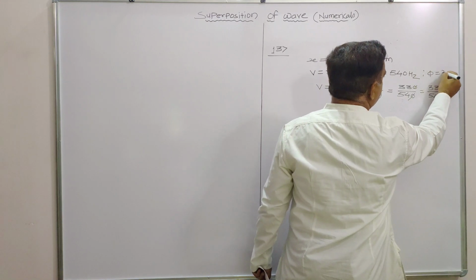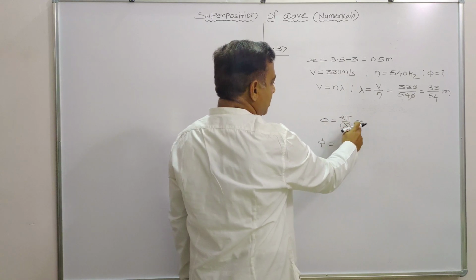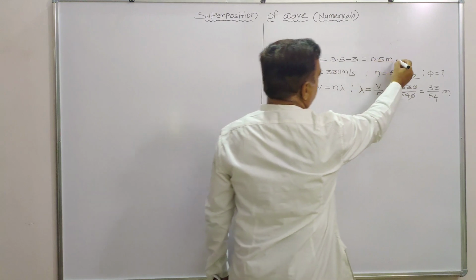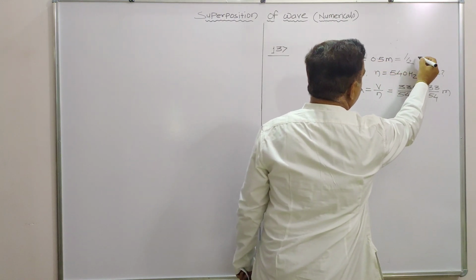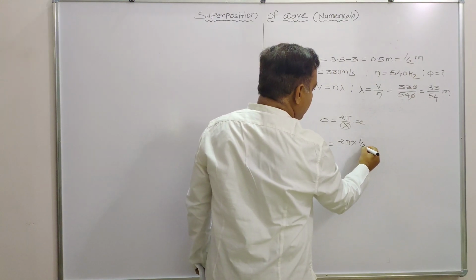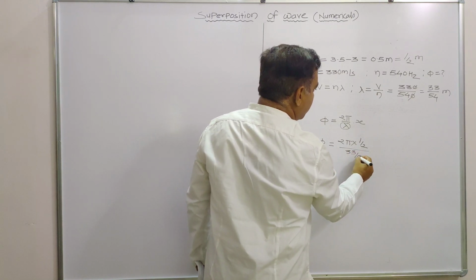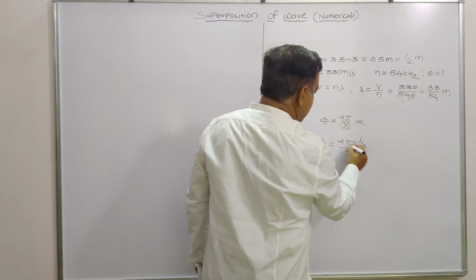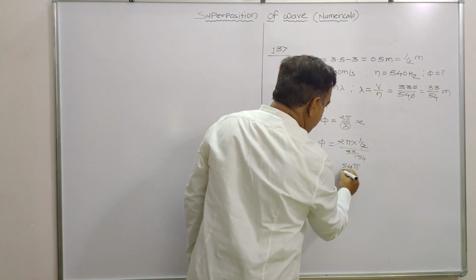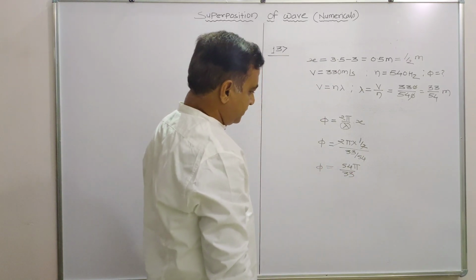Phi is equal to 2 pi upon lambda into x. We already know x, and we are going to express that in meter, half means 1 by 2. So it is 1 by 2 divided by lambda, that is 33 upon 54. So this 2 cancels with this 2, and 54 pi upon 33, how much does it come out to be?